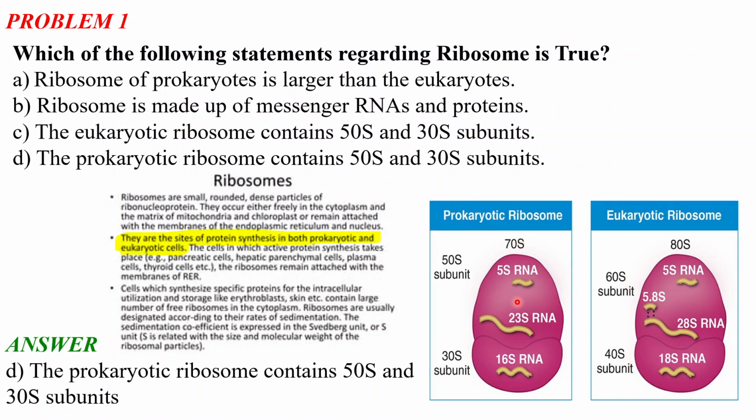In total, the prokaryotic ribosome is 70S, with two subunits: a 50S subunit and a 30S subunit. In the case of the eukaryotic ribosome, the total is 80S, and the subunits are the 60S subunit and the 40S subunit. That's why statement D is true, which says that the prokaryotic ribosome contains 50S and 30S subunits. The eukaryotic ribosome contains 60S and 40S subunits respectively. So this was the correct answer, number D. Is there any doubt?